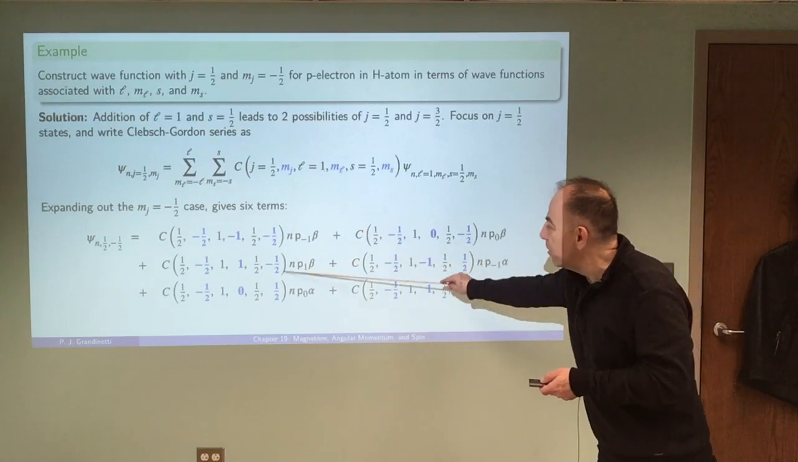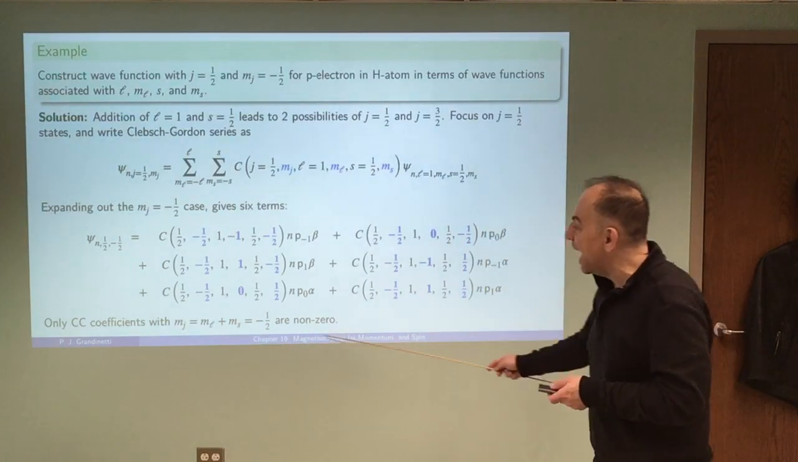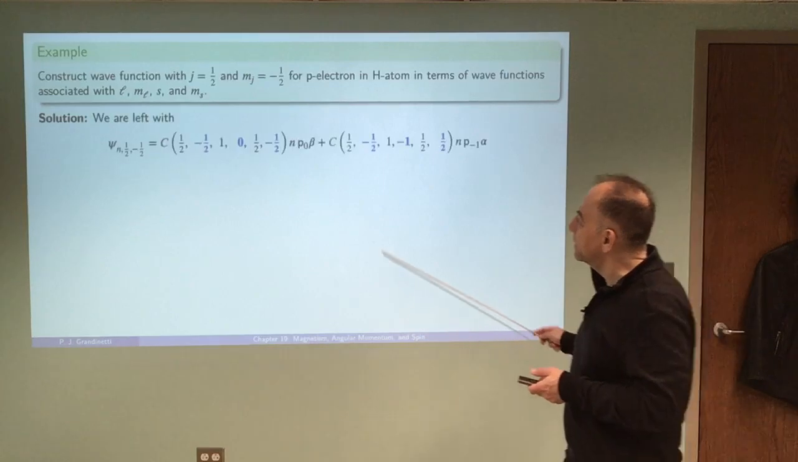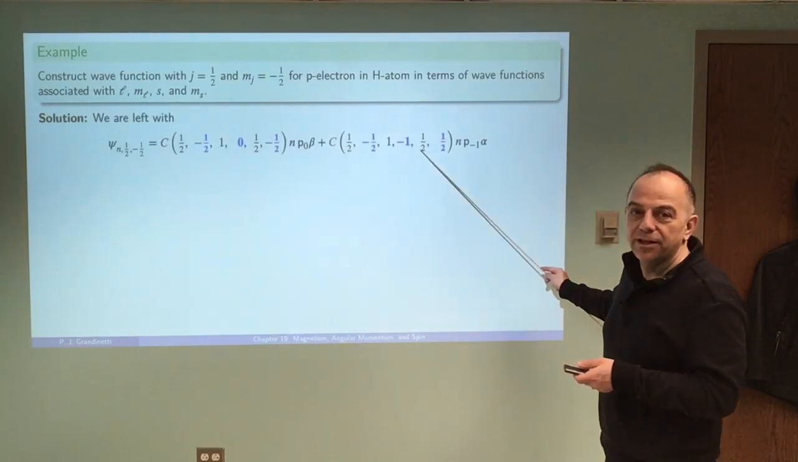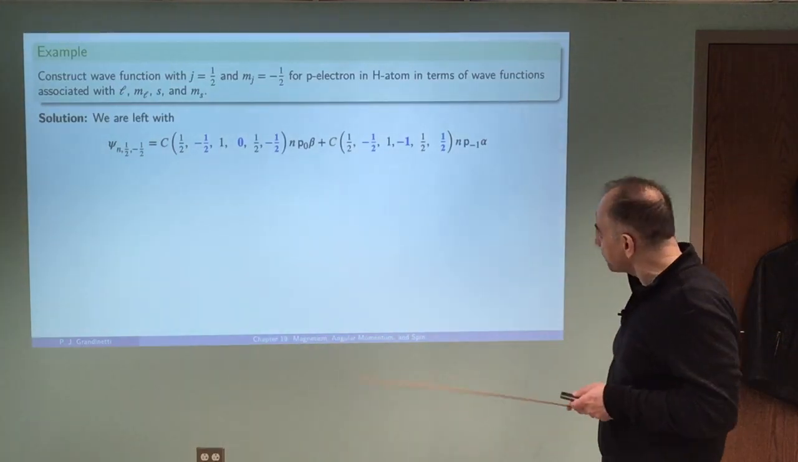So you can see that we can zero out some of these because m sub l plus m sub s has to be equal to minus half. So what we're left with is just these 2 terms. So we have only 2 coefficients that we need to look up in that scary table.